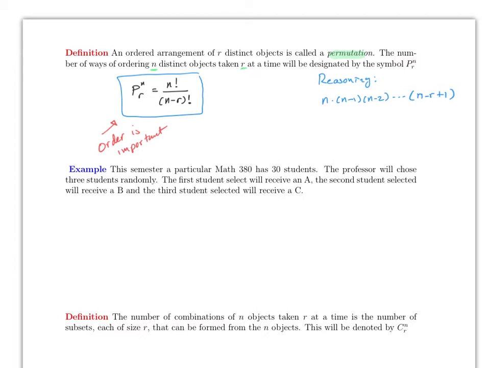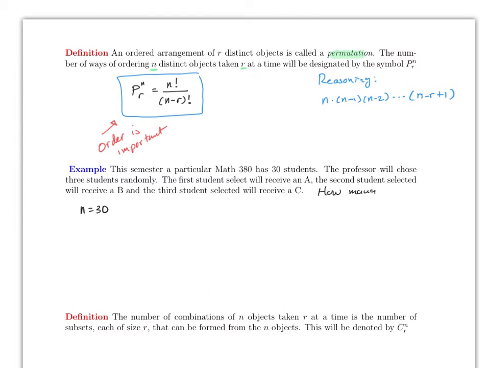It says this semester a particular math class has 30 students, so therefore n is equal to 30. The professor will choose 3 students randomly. The first student selected will receive an A. The second student selected will receive a B, and the third one will receive a C. So the question here is, how many sample points are there?